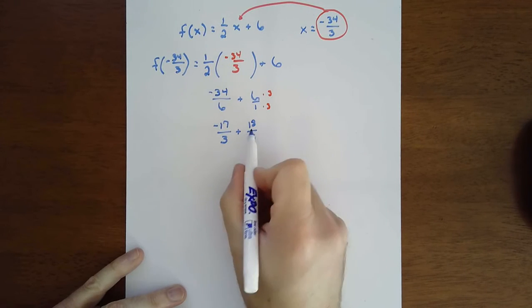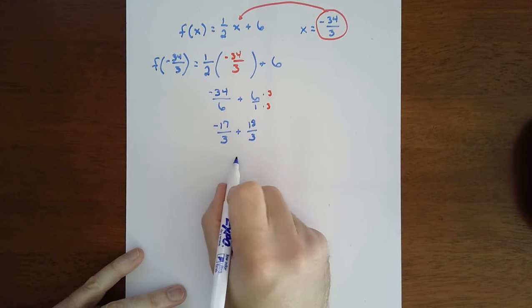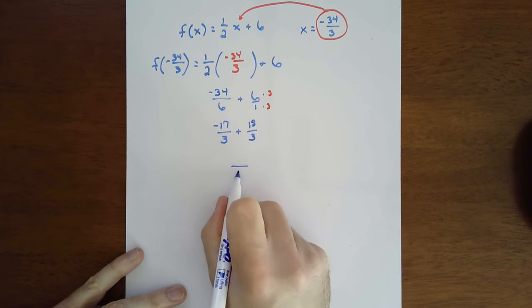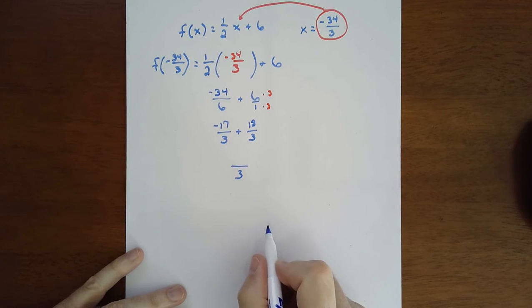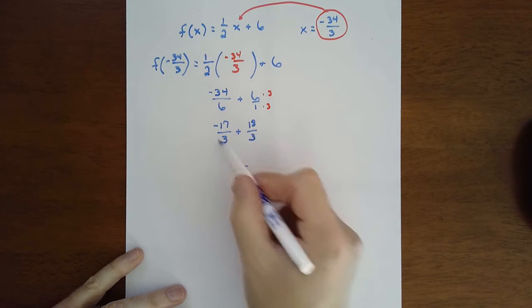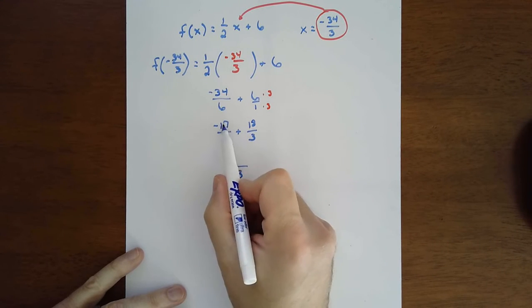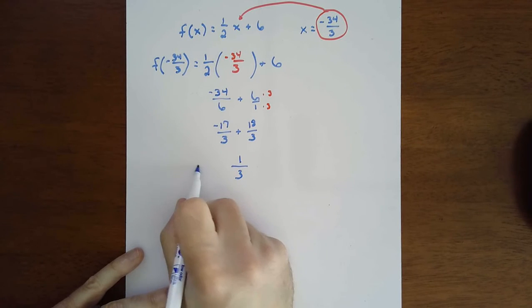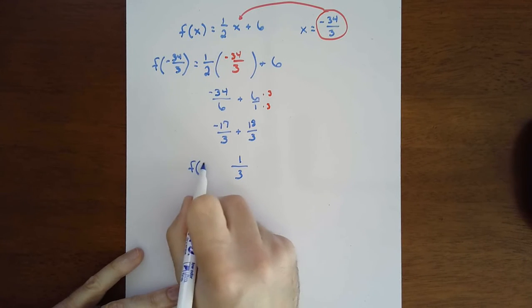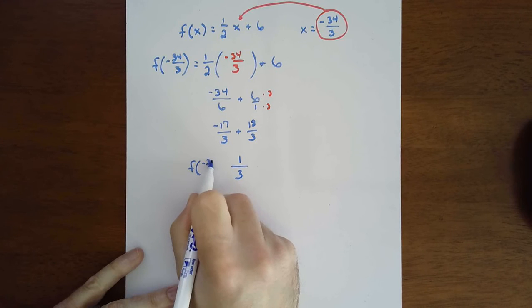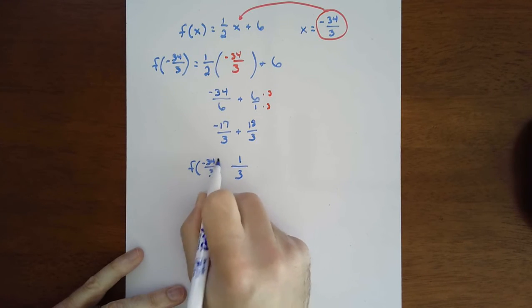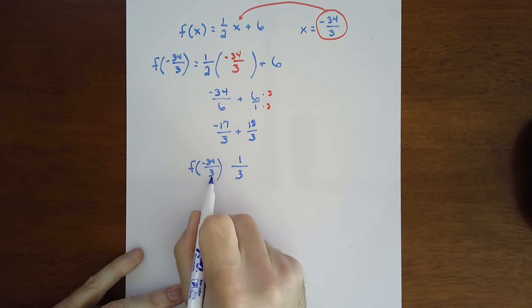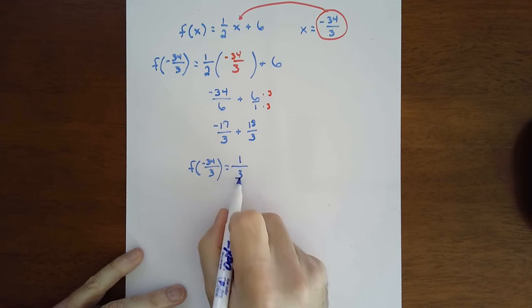Okay, so now this allows us to put this fraction together with a 3 in the denominator. Our denominator stays as 3 because it's all about how many thirds you have. And so now you just add your tops together. So that makes 1. So at the end of this, the fancy way of writing it is: when you plugged in -34 thirds, you got out 1/3.